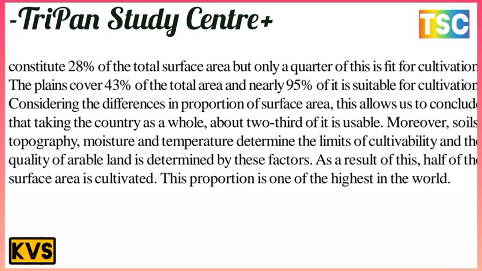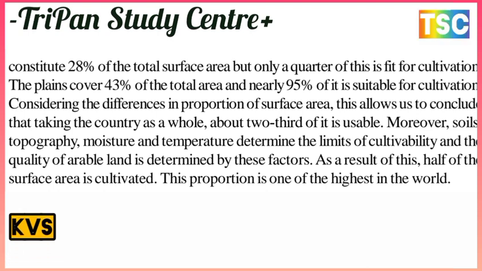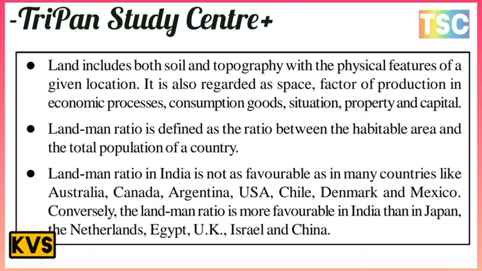That is important here. Moreover, soil, topography, moisture and temperature are important in determining the limits of cultivability, and the quality of the arable land is determined by these factors. As a result, half of the surface area is cultivated, and this proportion is one of the highest in the world. Here comes the box with the most important point.